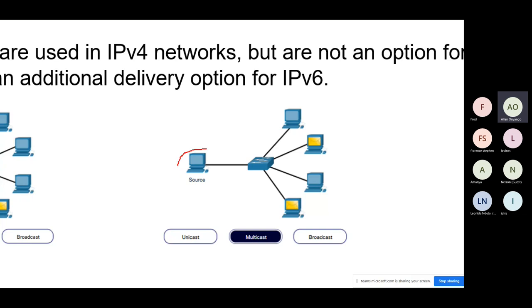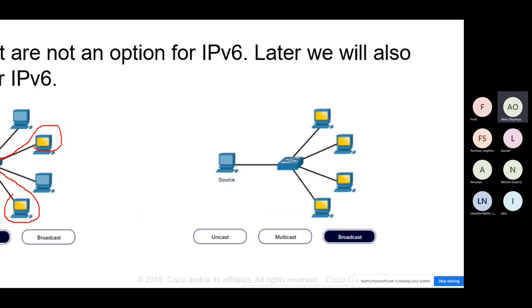Multicast is when a message is moving from one device to some of the devices, not all devices. So from here, it can be going to here, or it can just be coming to here, not all of them, just to some of them. Then the last one is called broadcast, where you send a message from one person to everyone on the network. Those are what you have.